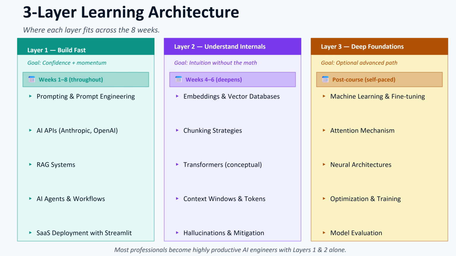This includes machine learning, neural networks, attention mechanism, optimization, and model evaluation. Most professionals become highly productive AI builders using layers 1 and 2. So layer 3 is not covered in our day-to-day course. It also requires mathematics, so if you want and have that capability, you can learn it by yourself.